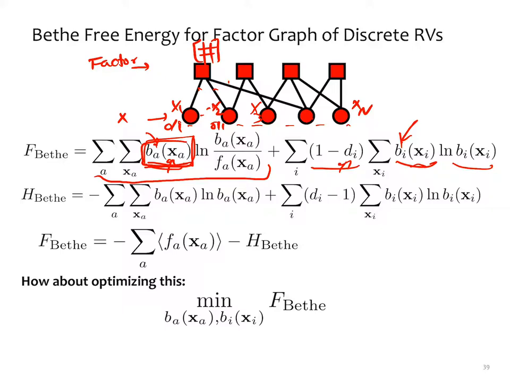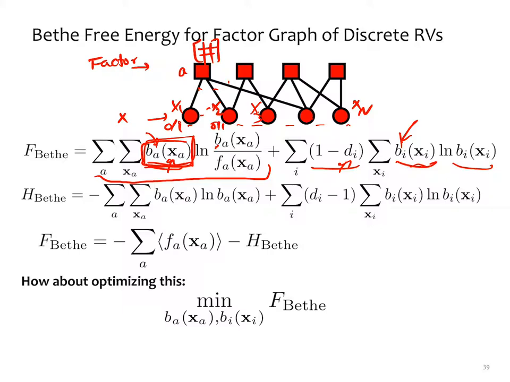So let's call this guy A. Okay, so there are three random variables coming in, so it's a factor of three random variables. For simplicity, assume they're binary. So b_a is going to have how many elements? Eight. And they all sum to one. It's a marginal. Yeah, that's good. So what you want to optimize is this b_a.